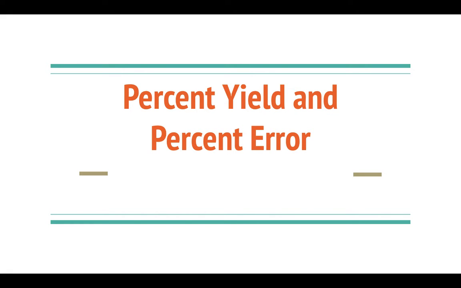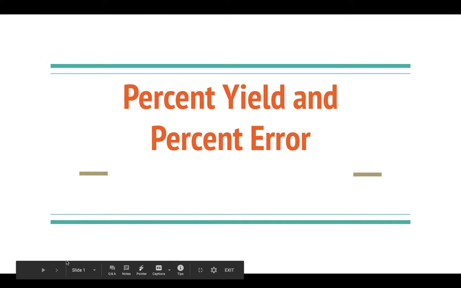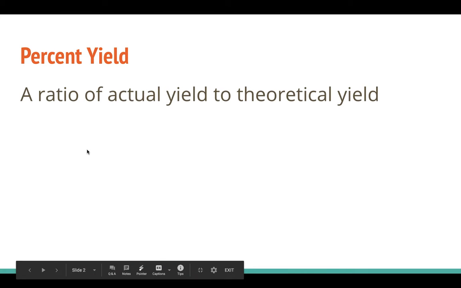Percent yield and percent error. This is another thing that stoichiometry allows us to do. We can actually perform experiments and figure out just how efficient we were based on what we should expect to get out of a reaction. So our percent yield is a ratio of actual yield to theoretical yield.